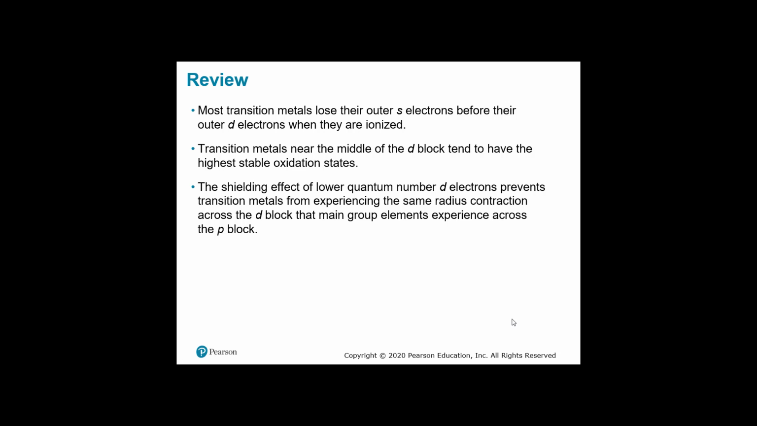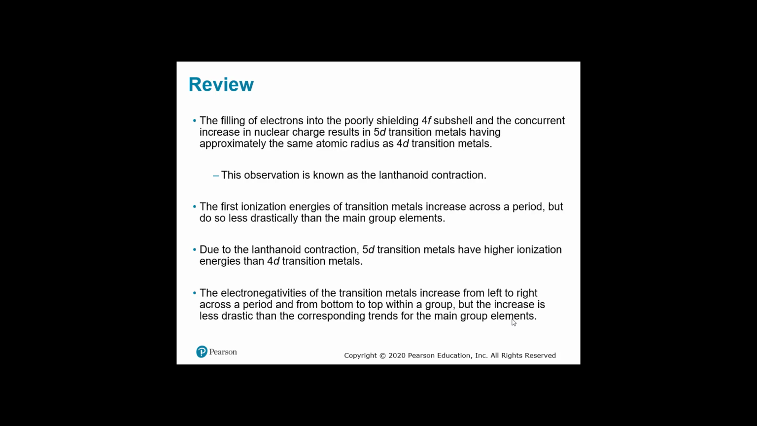Okay, so review. Most transition metals lose their outer s electrons before their d electrons when they're ionized. Transition metals near the middle of the d block tend to have the highest stable oxidation states. The shielding effect of lower quantum number d electrons prevents transition metals from experiencing the same radius contraction across the d block that the main group experiences across the p block. The filling of electrons into a poorly shielding 4f, and the concurrent increase in nuclear charge happening simultaneously, results in 5d transition metals having approximately the same atomic radius as 4d. This observation is known as the lanthanoid contraction.